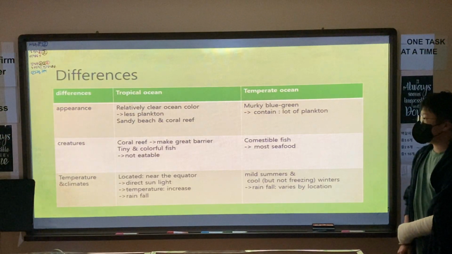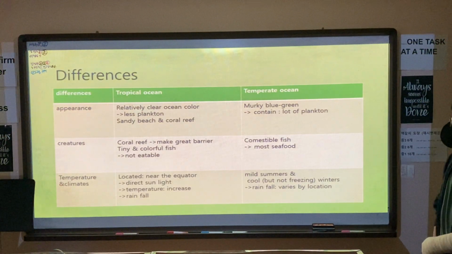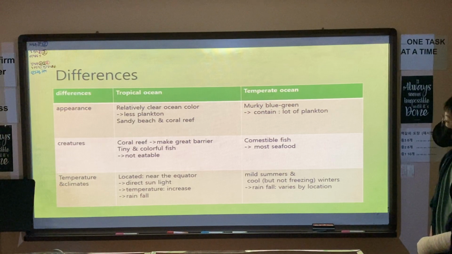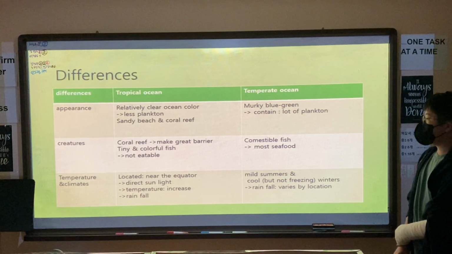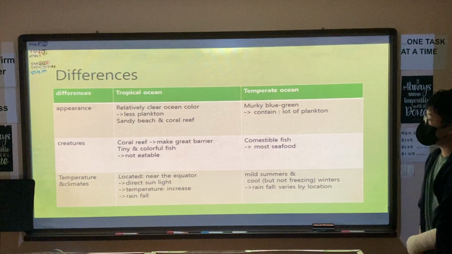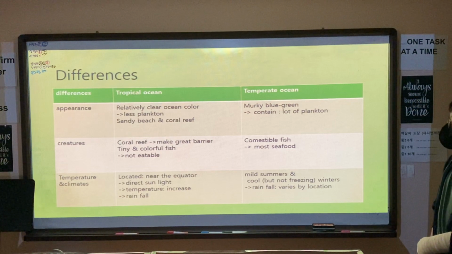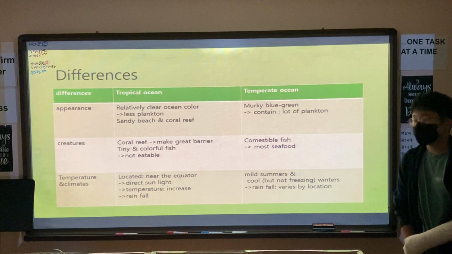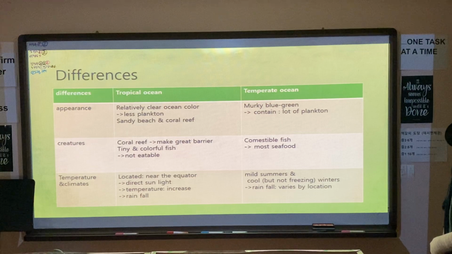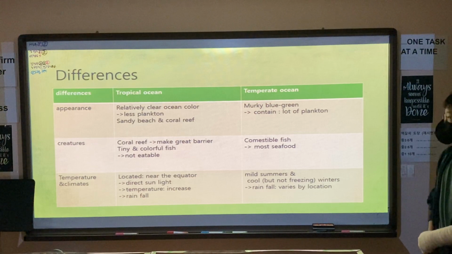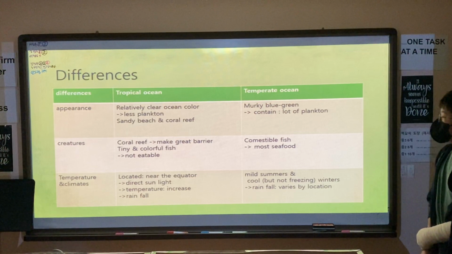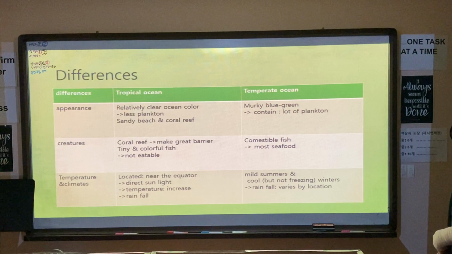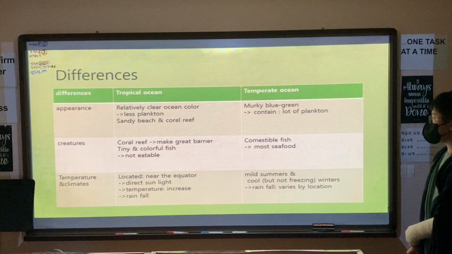And lastly, I will talk about the differences. Firstly, we can talk about the differences in appearance. Tropical oceans have a relatively clear ocean color because they contain less plankton, and they have sandy beaches and coral reefs. In contrast, the temperate ocean has a murky blue-green color because it contains lots of plankton.